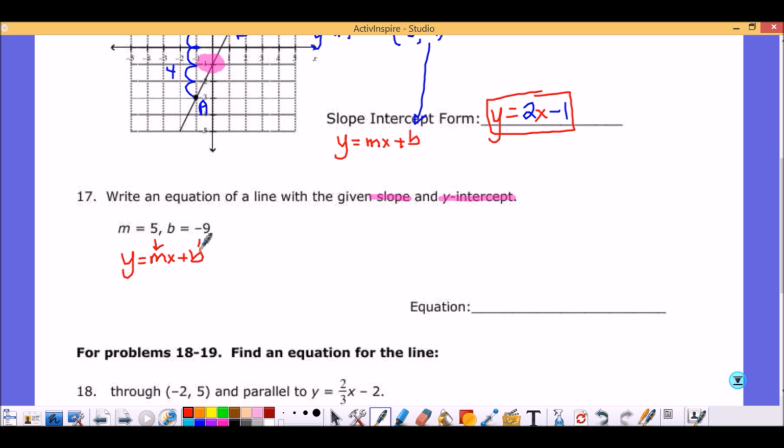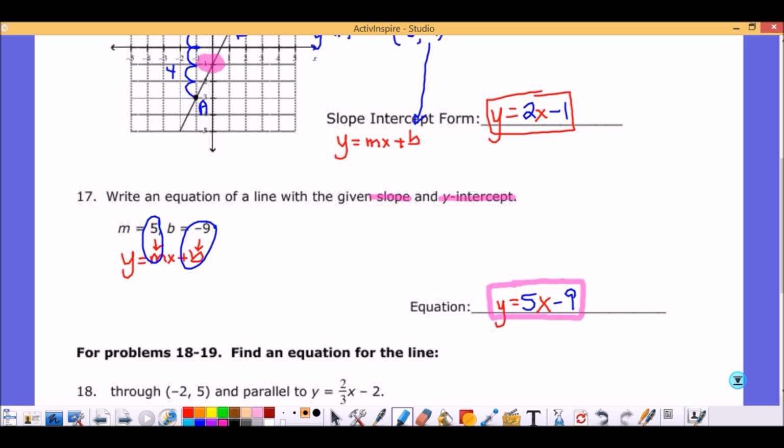All right, so the equation will be y equals my m, which is the slope, will be 5. So that means up 5 over 1. Then I'm going to copy the x down, and my b is negative, so this will be a minus 9. So my equation of the line is y equals 5x minus 9.